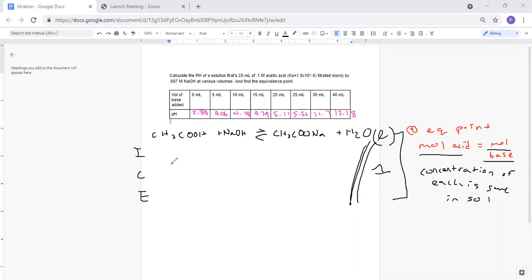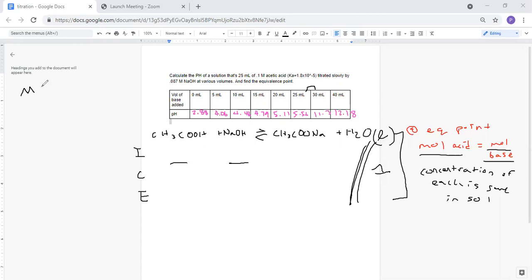Let's find out what our initial concentrations are at the equivalence point. In order to do that, we're going to have to know how many mL of base were added, right? We know it's going to be somewhere between 25 and 30 because that was when we had our shift and we realized we now have more base than acid, right? The way we do that is actually kind of simple.